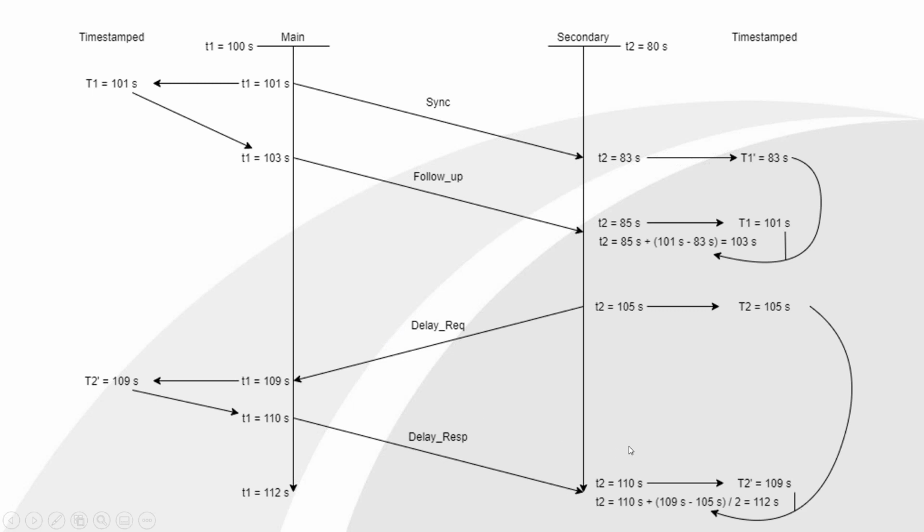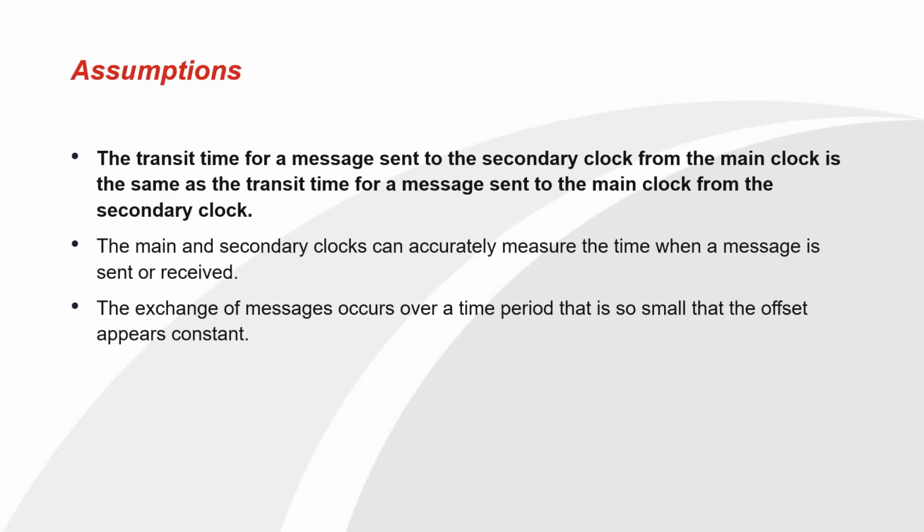To work out the transit time, the slave just has to halve the difference between the time when it was sent out and the time when it arrived. Half of that difference is just 2 seconds. So that's how you can apply the offset, and now both clocks show 112 seconds. So they are now in sync. That's a simplified example of exactly how the synchronization method works.